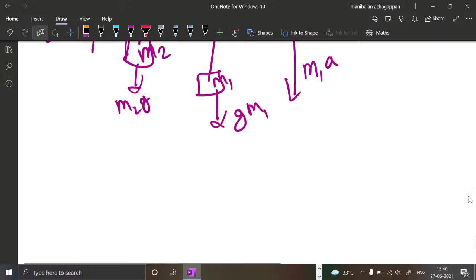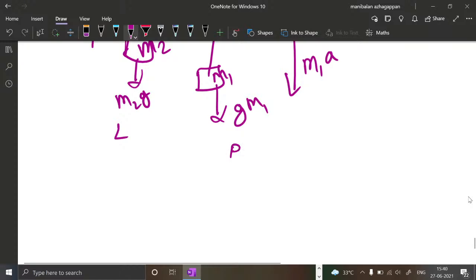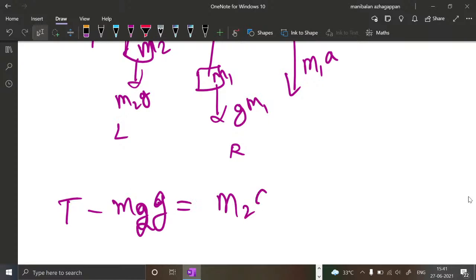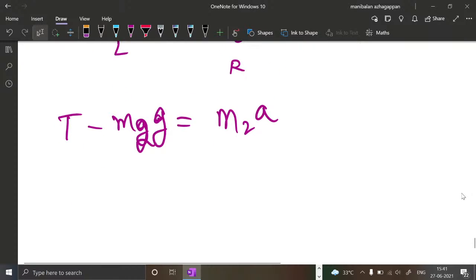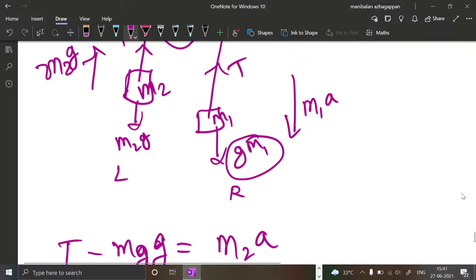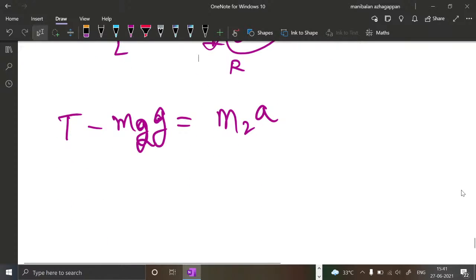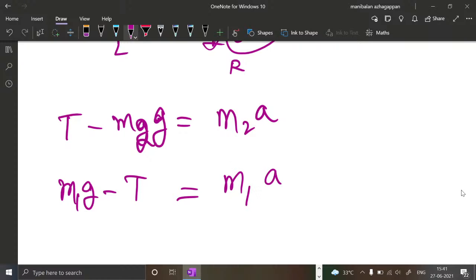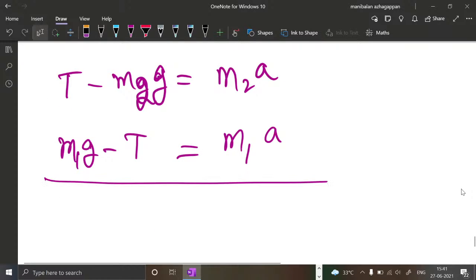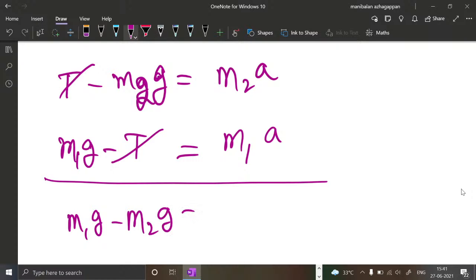So two equations I am going to write. First left side, then right side. On the left side, T is greater because it's moving up. T minus M2 times g is equal to M2 times a. That's from the left side. On the right side, downwards will be greater, that's M1 times g will be greater. M1 times g minus T upwards is equal to M1 times a. When we add these two, T gets cancelled. M1g minus M2g is equal to (M1 plus M2) a.